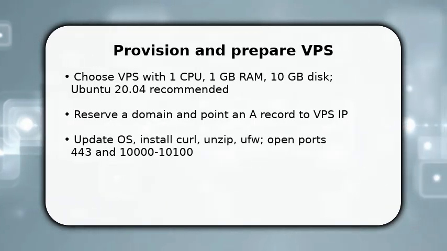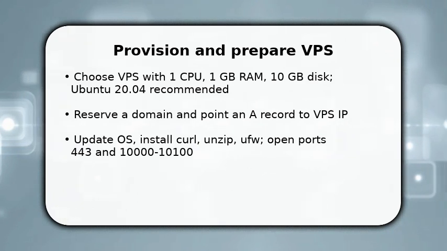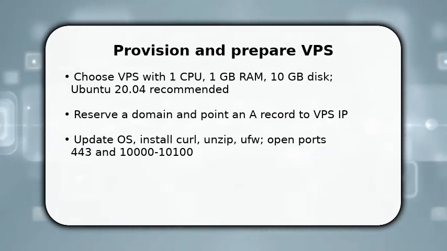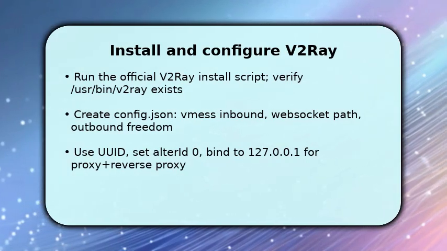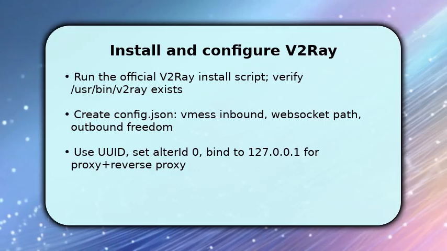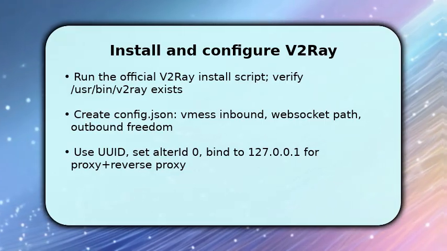Then generate a stable UUID now. You will paste it into V2ray configuration in the very next step. Now install the V2ray core using the official script and confirm the binary is present. Once installed, open the config.